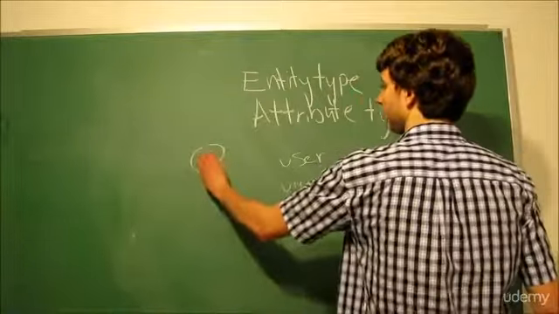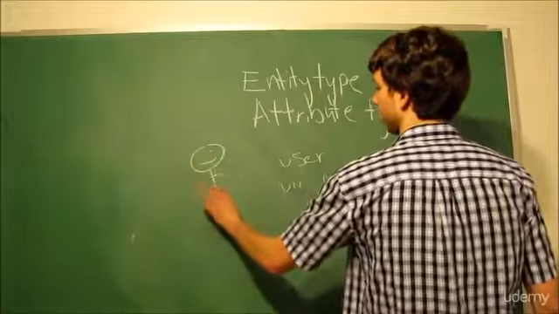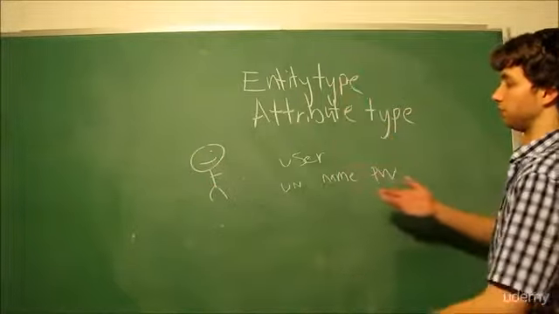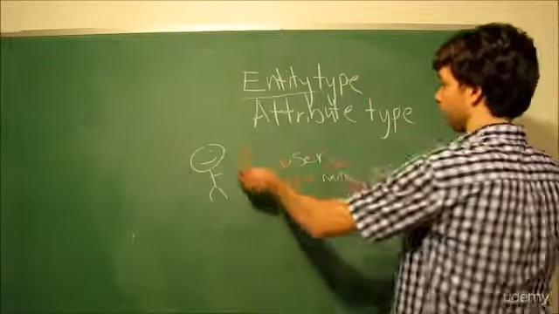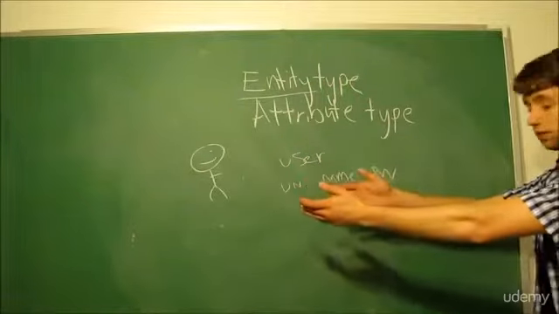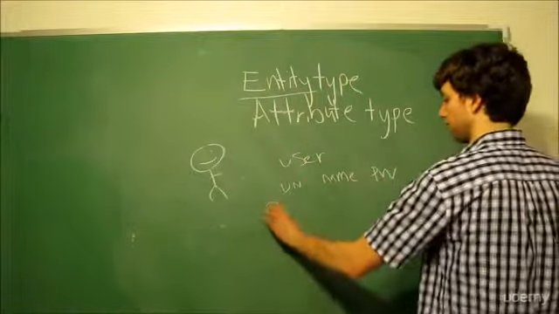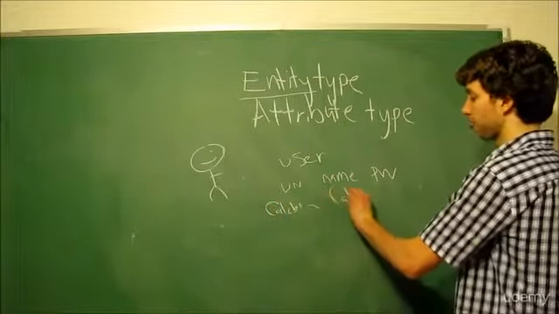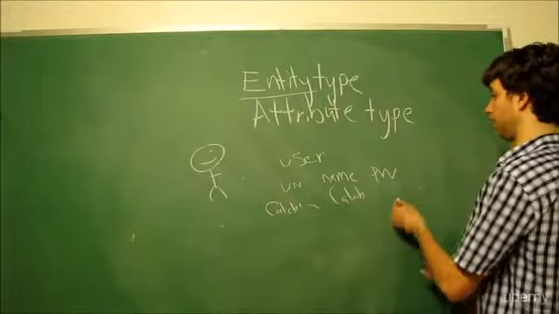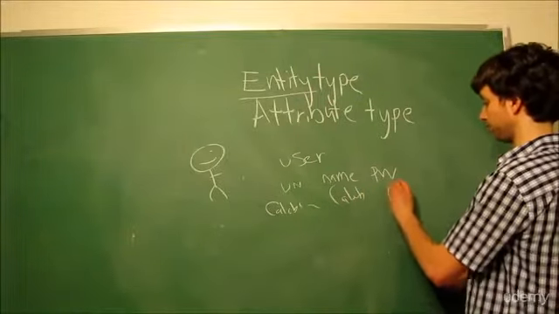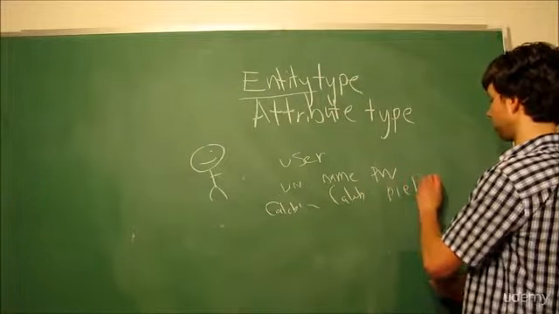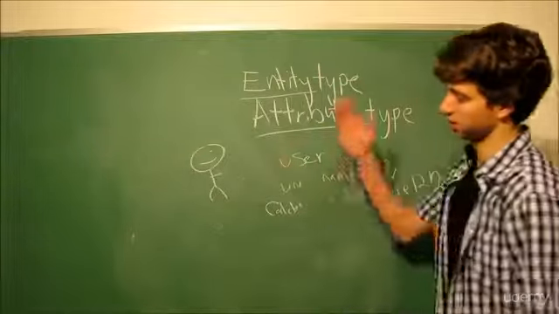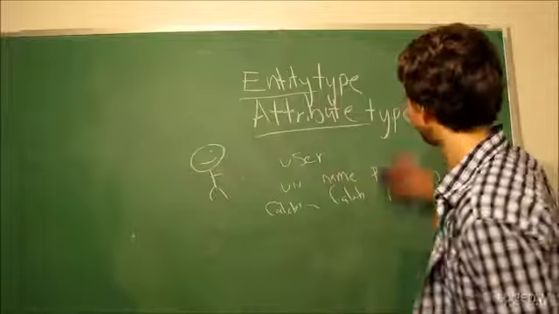So this guy over here, here's our entity. We can store attributes about this entity. The username can be Caleb Curry, the name can be Caleb, and the password can be pi123. So these are specific attributes about that guy.